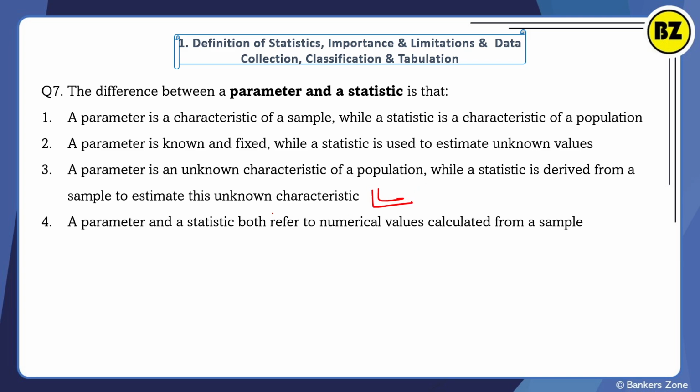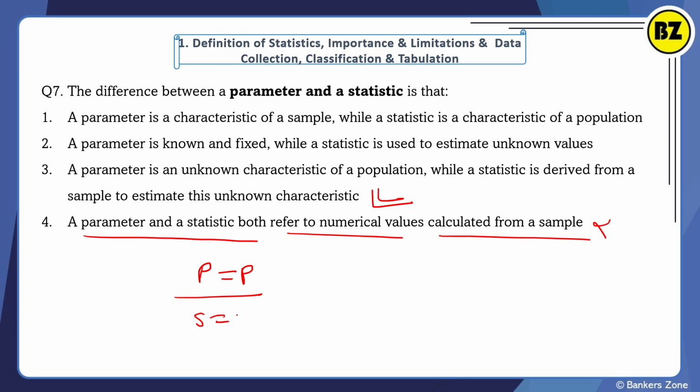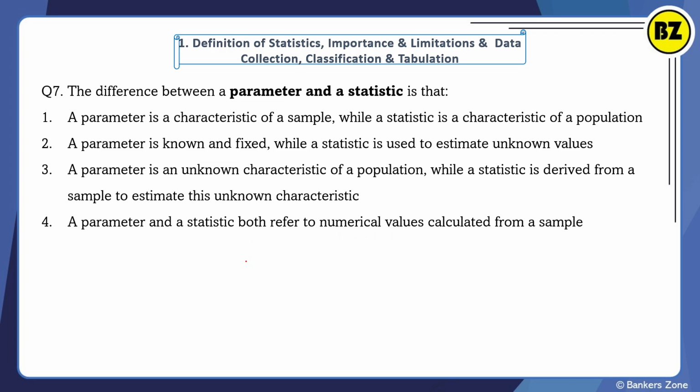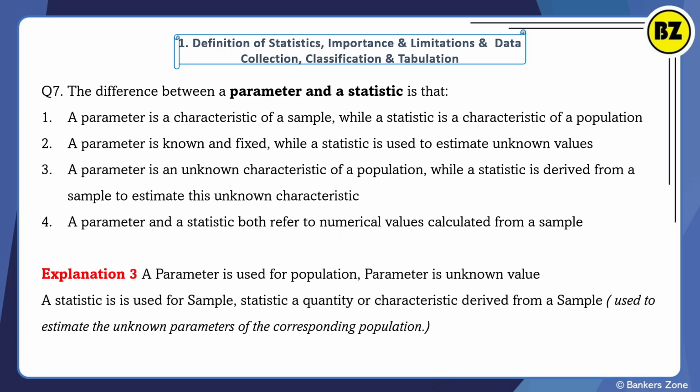Most accurate is the third. A parameter and statistic both referring to a numerical value calculated from the sample is a wrong statement. Always remember a simple thing: parameter is for the population, and statistic is for the sample. In that way you can easily correlate and remember. So the third will be the correct option. Parameter is used for the population and is generally the unknown value. The statistic is used for the sample, and is a quantity or characteristic derived from the sample. Very easy to remember also.